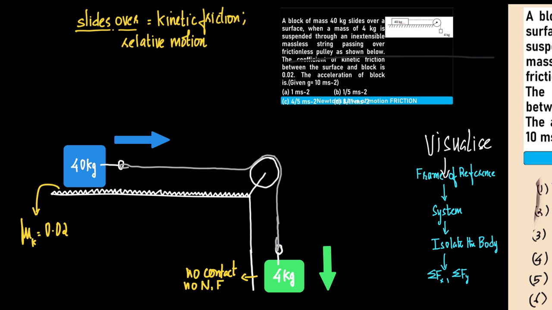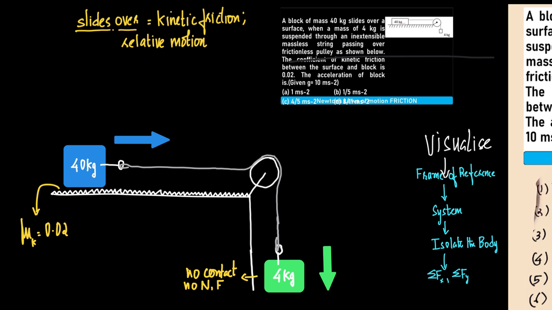Okay, so now we have a very simple, very straightforward question based on friction. A block of mass 40 kilograms slides over. What does it mean when it slides over? When the question says slides over, it means that the friction acting there is kinetic friction, or in other words, the process that takes place there is relative motion.